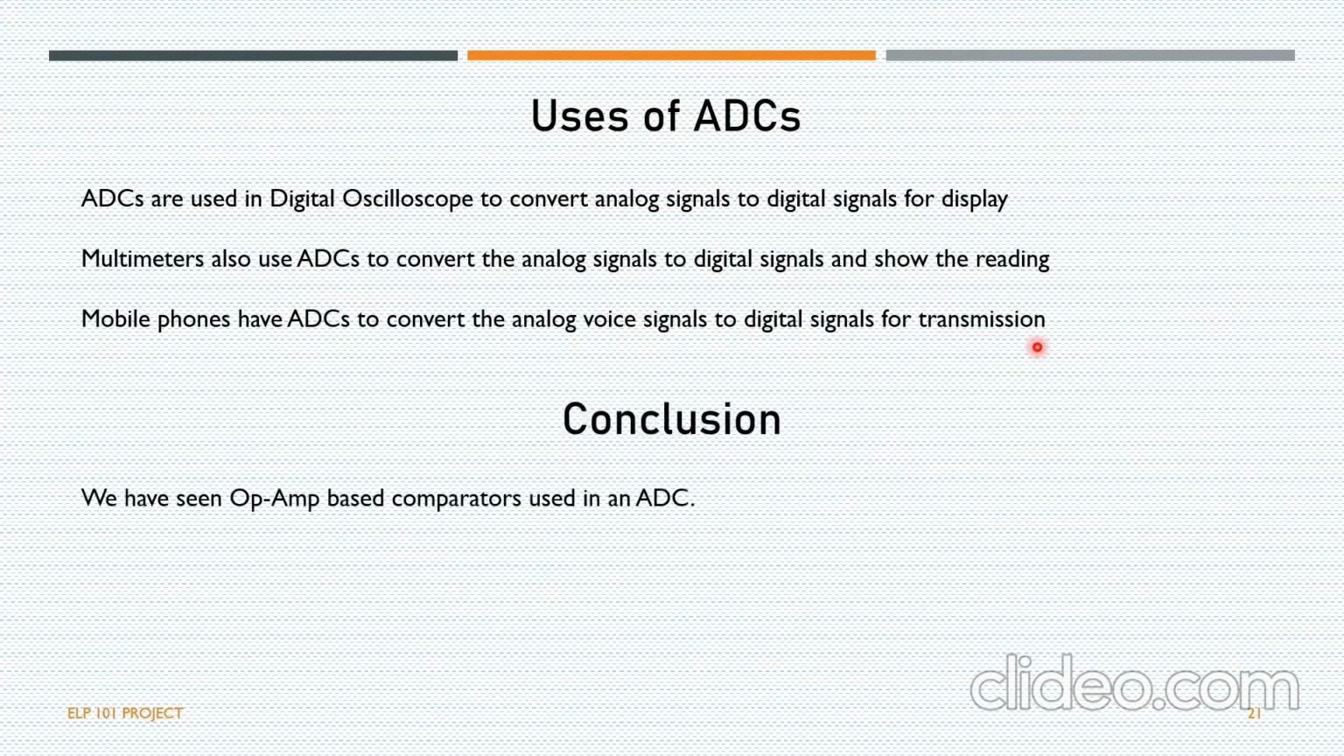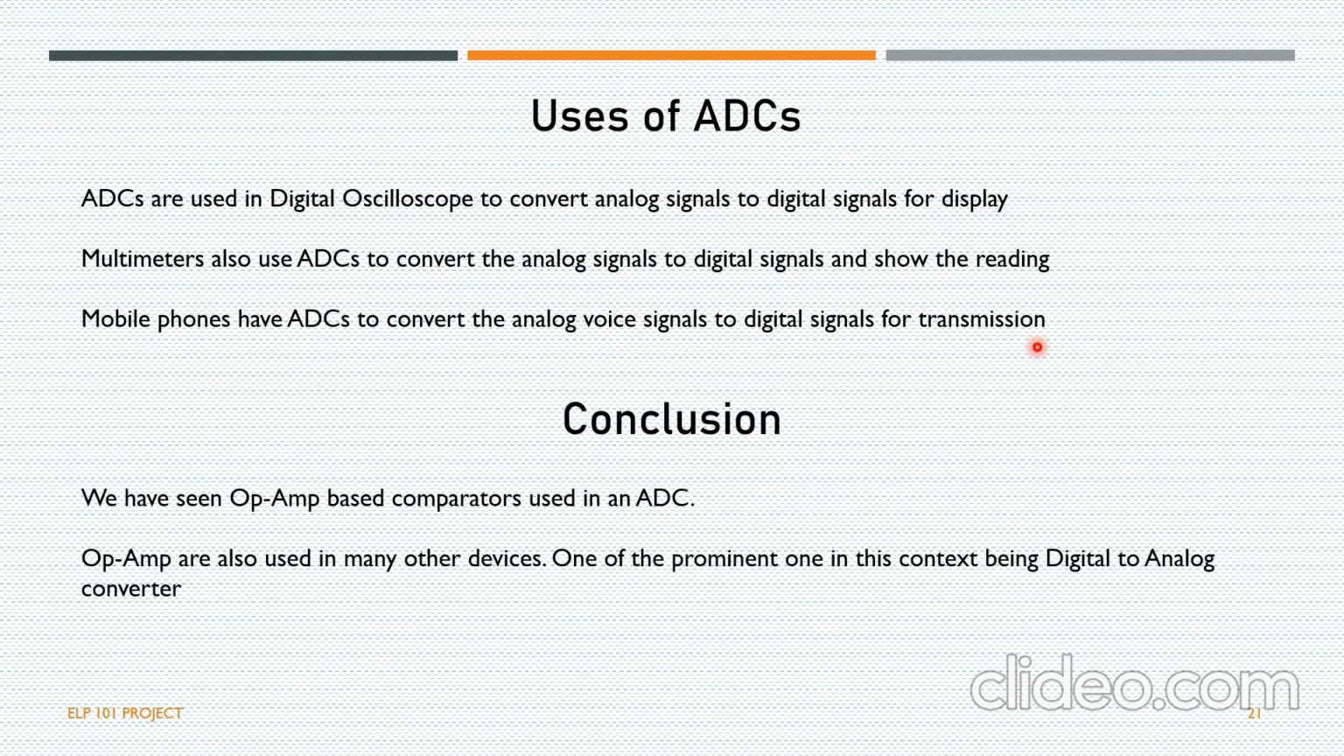In conclusion, we have seen op-amp-based comparators used in ADCs. Op-amps are also used in many other devices, one of the prominent ones in this context being a digital to analog converter.